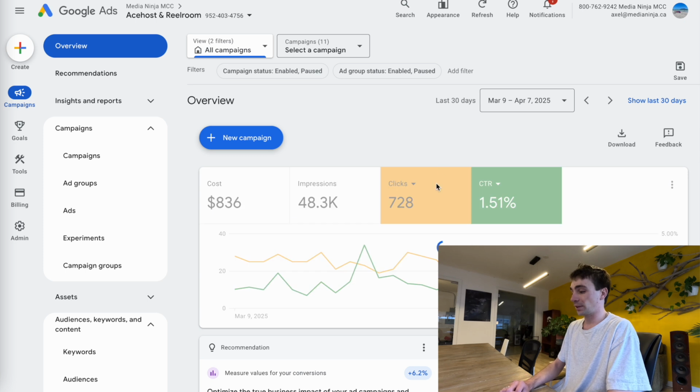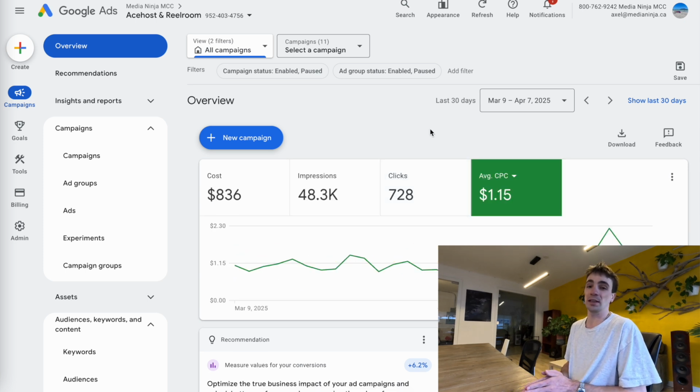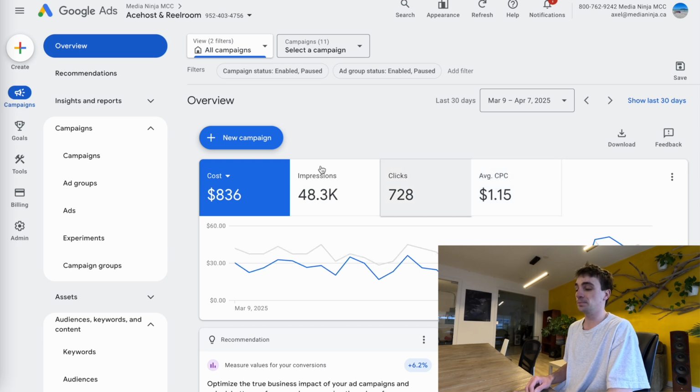And the fourth metric I will mention here is the CPC. So this is your average cost per click. This is how much your clicks cost on average for each single click. So we can see that here over this period, he spent $836 and he got 728 clicks out of that. So if I divide the cost by the number of clicks, we would get to $1.15, which is how much the clicks cost each, and therefore his average CPC is $1.15. Now with the basic four metrics out of the way, let's move on and get into the more important ones.